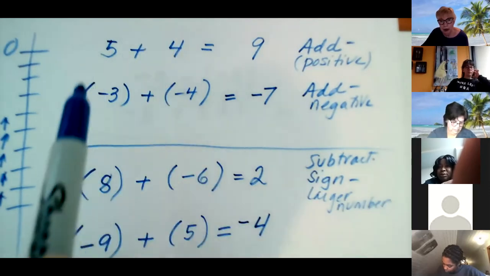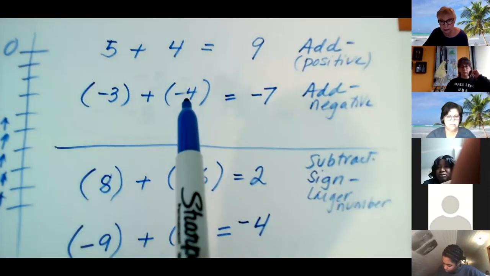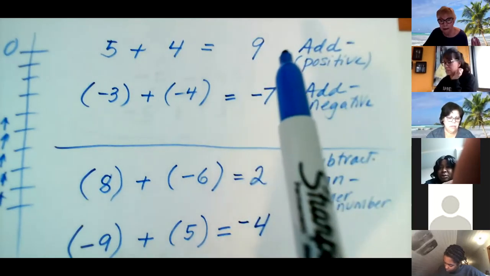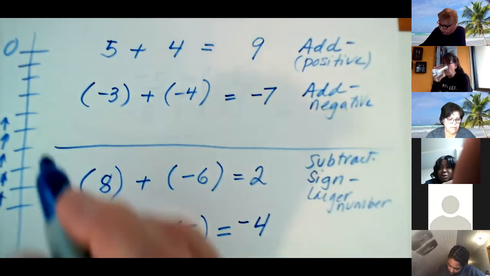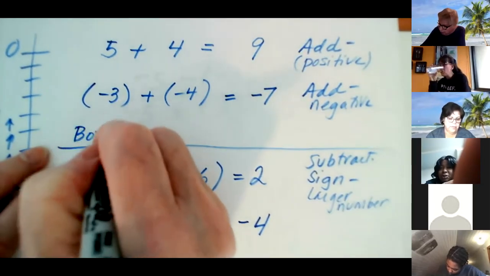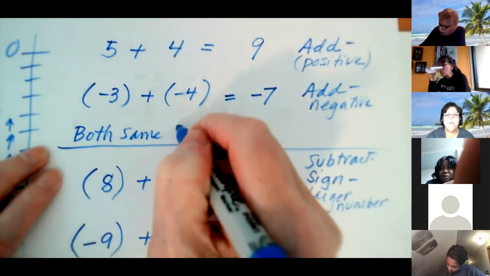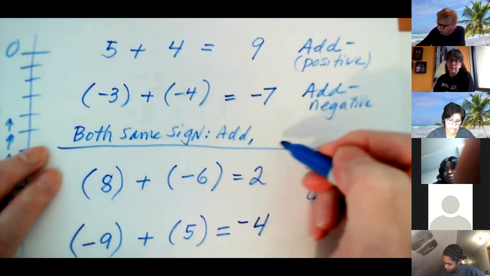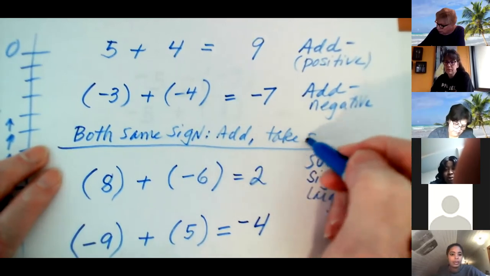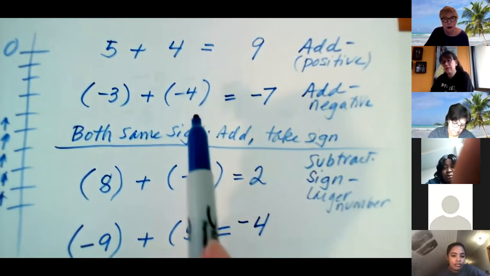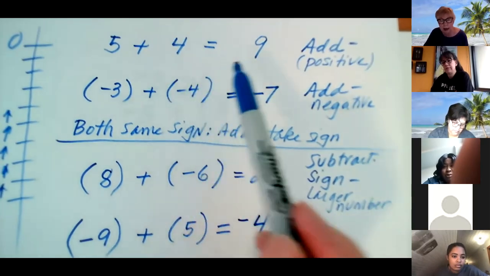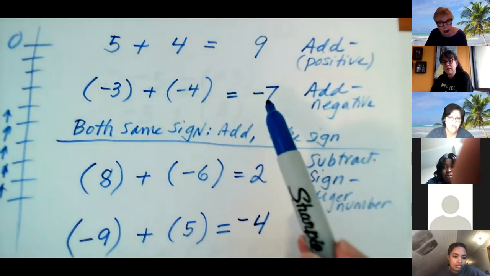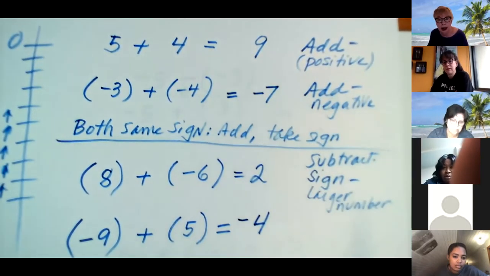If they're both the same sign, you add and take the sign. You want me to write it? They're both the same sign. What you do is add and take the sign of whatever you have. So for instance, these were both positive, so I kept it positive. These were both negative. I still added the absolute values, but I took the negative sign.